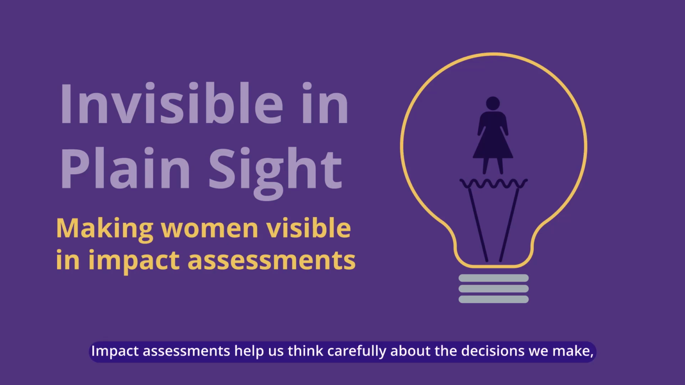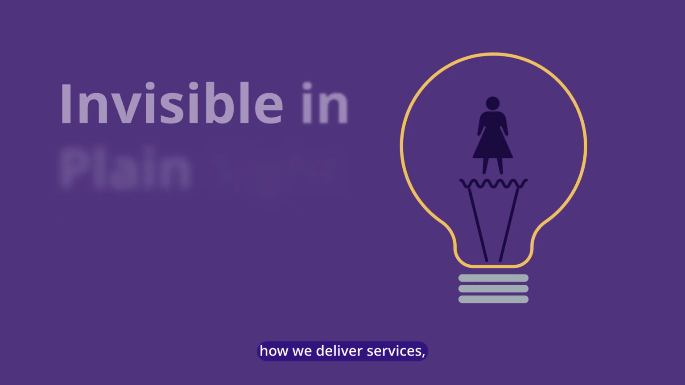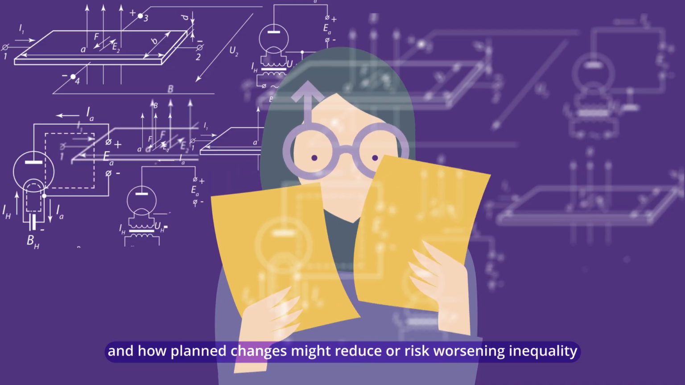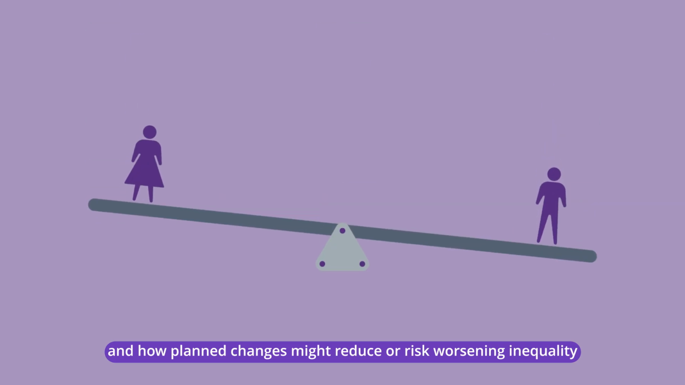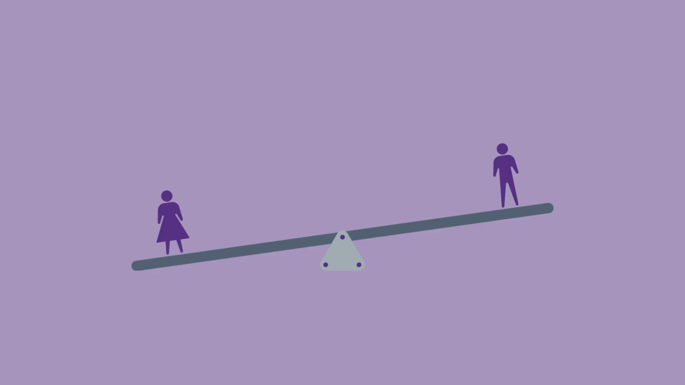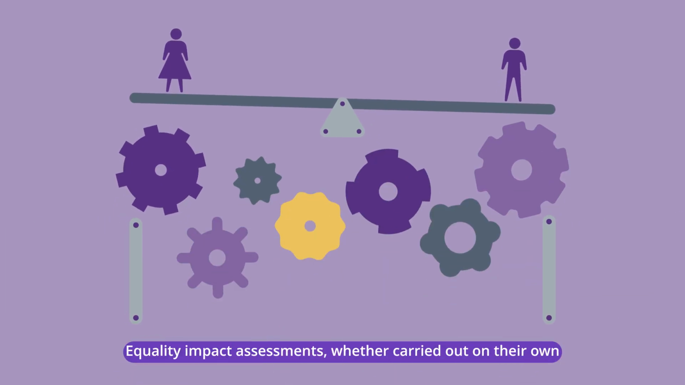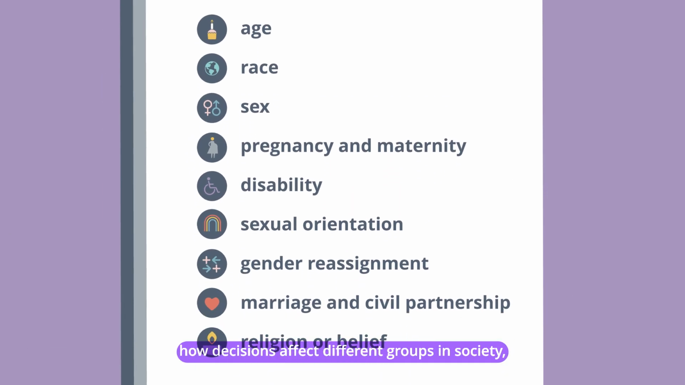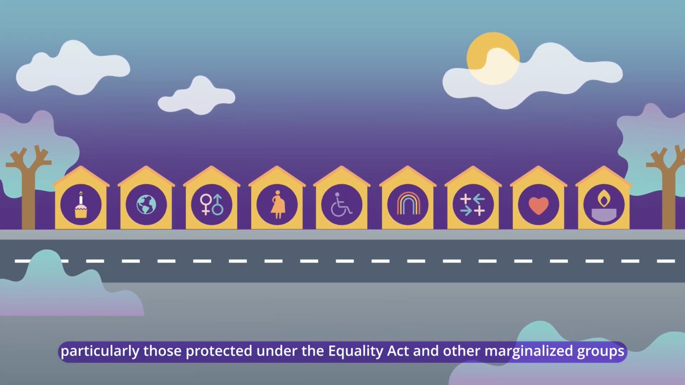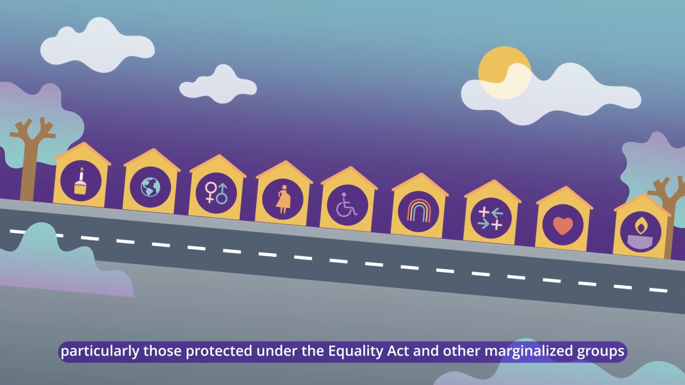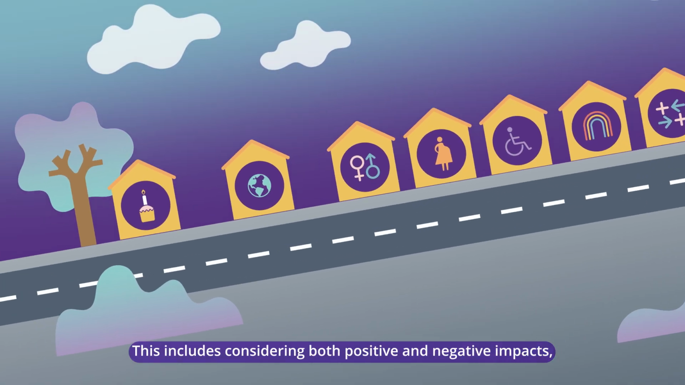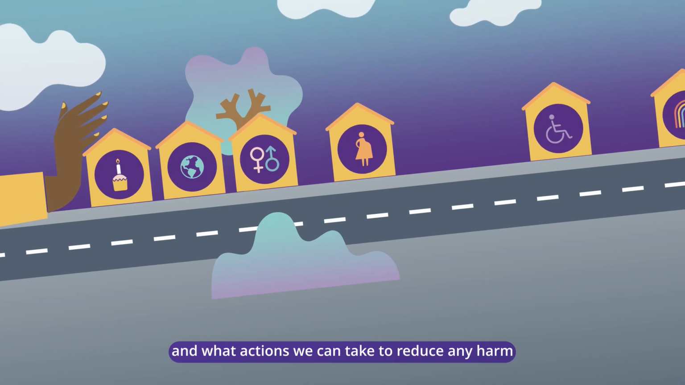Impact assessments help us think carefully about the decisions we make, how we deliver services, how we raise and spend resources, and how planned changes might reduce or risk worsening inequality. Equality impact assessments, whether carried out on their own or as part of an integrated process, are tools that help us evaluate how decisions affect different groups in society, particularly those protected under the Equality Act and other marginalised groups. This includes considering both positive and negative impacts, and what actions we can take to reduce any harm.